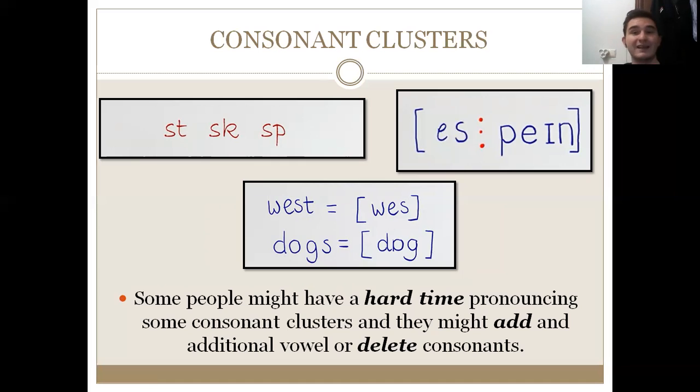So they would say Spain or Spain, right? Or, as I said before, they would just completely delete some of the consonants. Like when they are trying to say vest, they would just say ves. They don't say the T sound. They don't say the T consonant. Or, for example, when I say dogs, they just delete the S consonant and they just say dog.